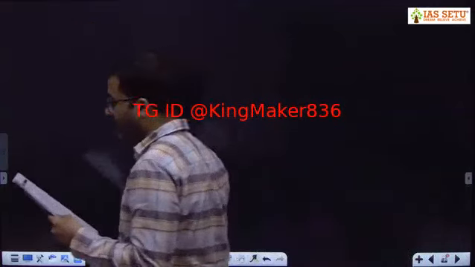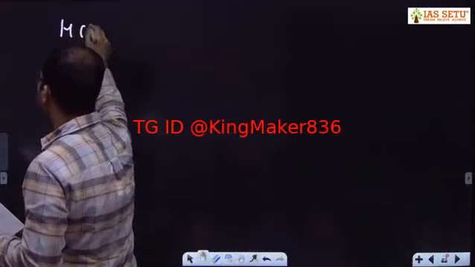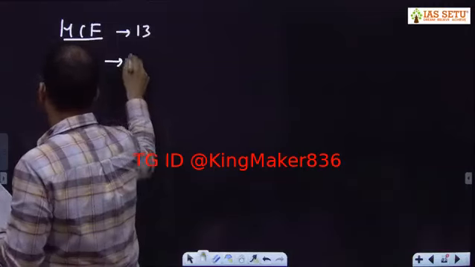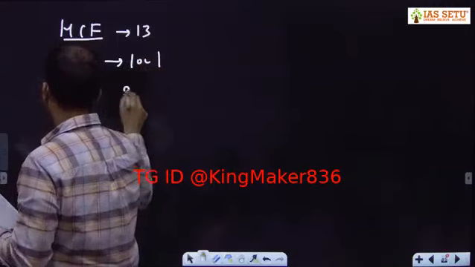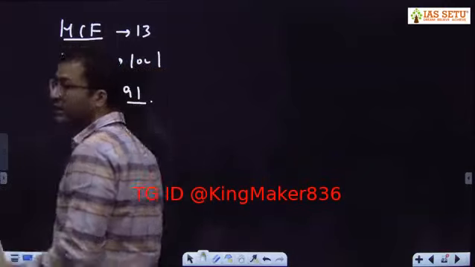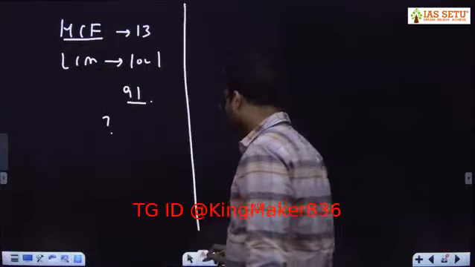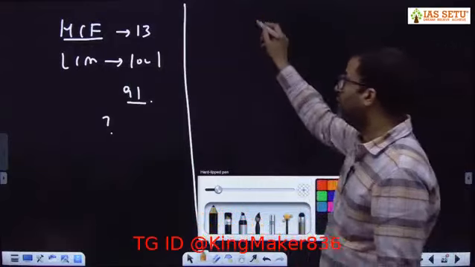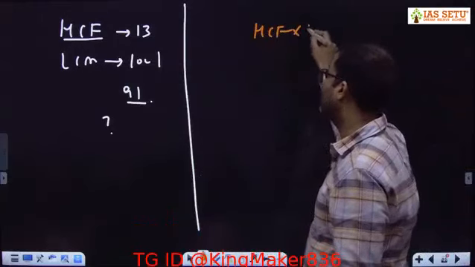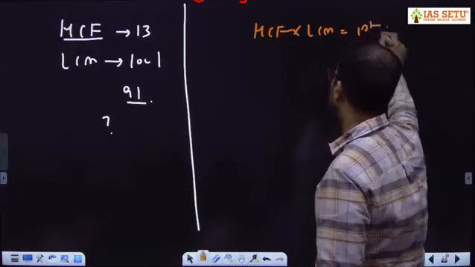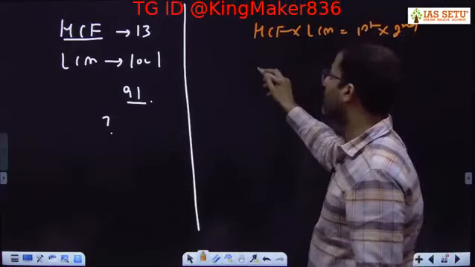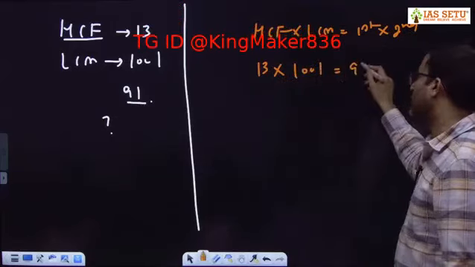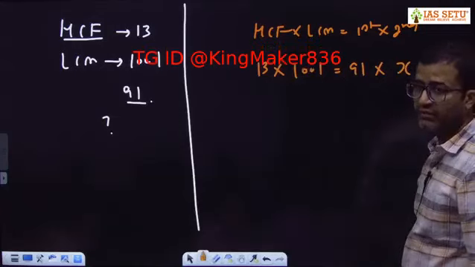Question number 28 here is: HCF of two numbers is 13, LCM is 1001, one of the numbers is 91, find the other number. For this type of question, this observation is really wonderful, that HCF into LCM is always equal to the product of the given numbers. HCF is 13, LCM is 1001, one number is 91, second number is x, we solve for x.